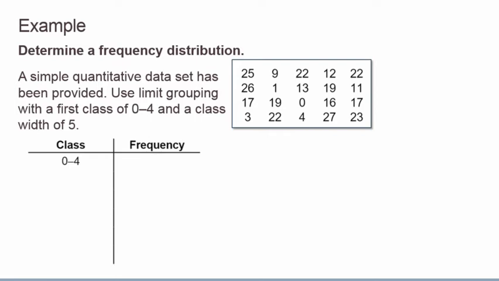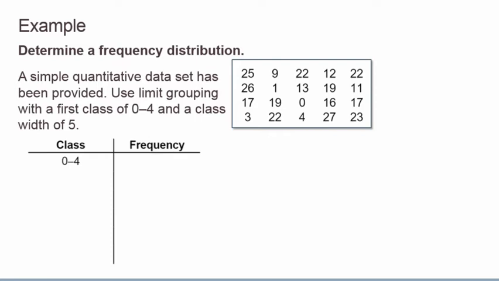Example, determine a frequency distribution. A simple quantitative data set has been provided. Use limit grouping with the first class of 0 to 4 and a class width of 5.